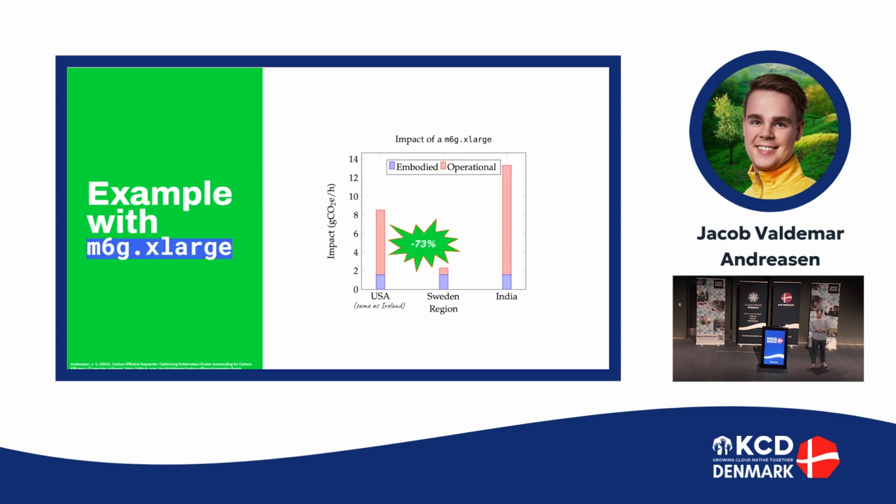So let's take a look at an example with an AWS compute instance called m6g.xlarge. This graph shows how much carbon is emitted to run this compute instance for 1 hour in the US, Sweden, and India. The blue area shows the emissions from server manufacturing, while the red area shows the emissions from powering the server in the specific country for 1 hour. By running an m6g.xlarge instance in Sweden instead of in the US or Ireland, you can cut emissions by 73%.